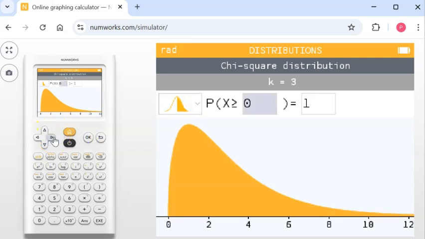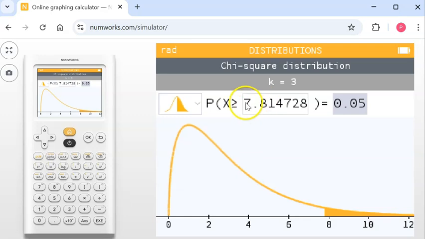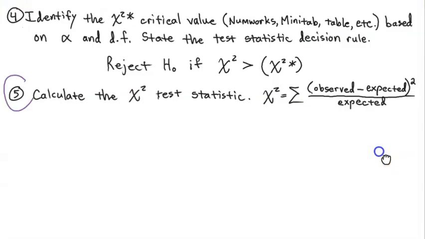Then you would come over here and you would put in some sort of alpha. Like what if we put in 0.05? And then our critical chi-score would be 7.814728. And that's how you would get the critical value for the chi-square. All right, step 5 is a big one. This is where we calculate the chi-square test statistic that we're going to compare against the critical chi-square value.